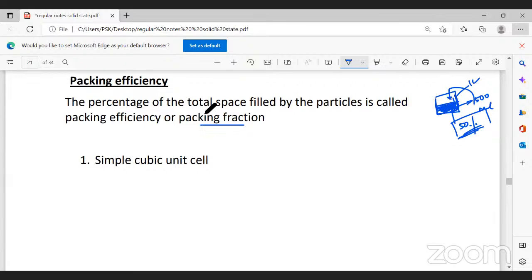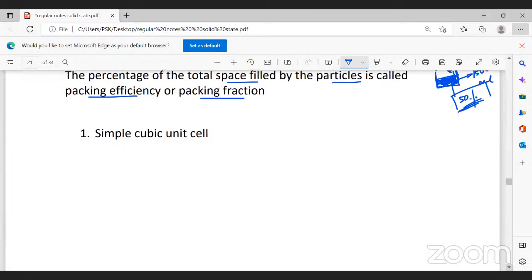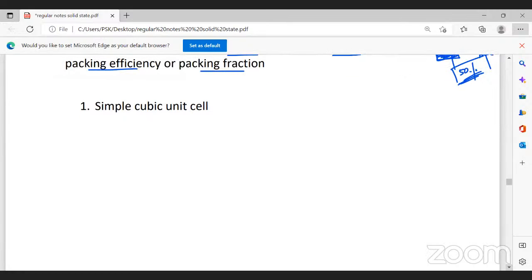So the percentage of total space filled by the particles is called packing efficiency, or packing fraction. So we'll have to learn the packing efficiency or the packing fraction. Now, in order to find the packing fraction, the formula you will be remembering is this.